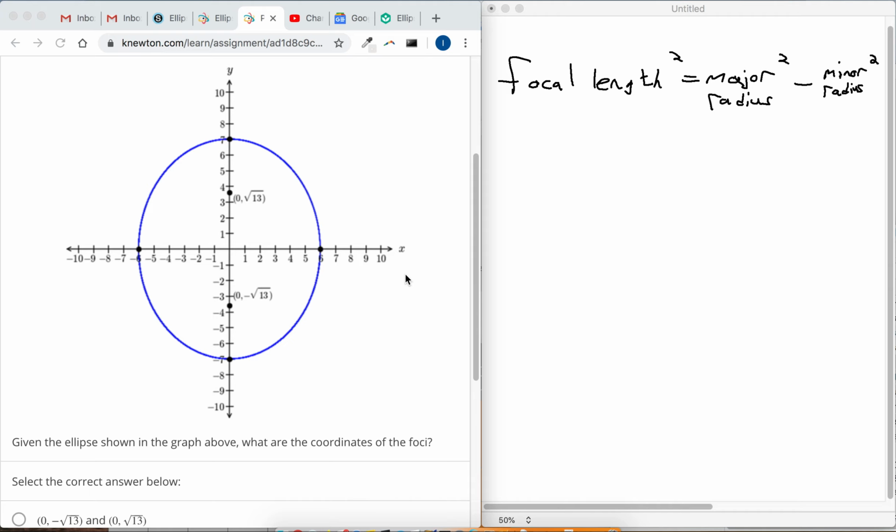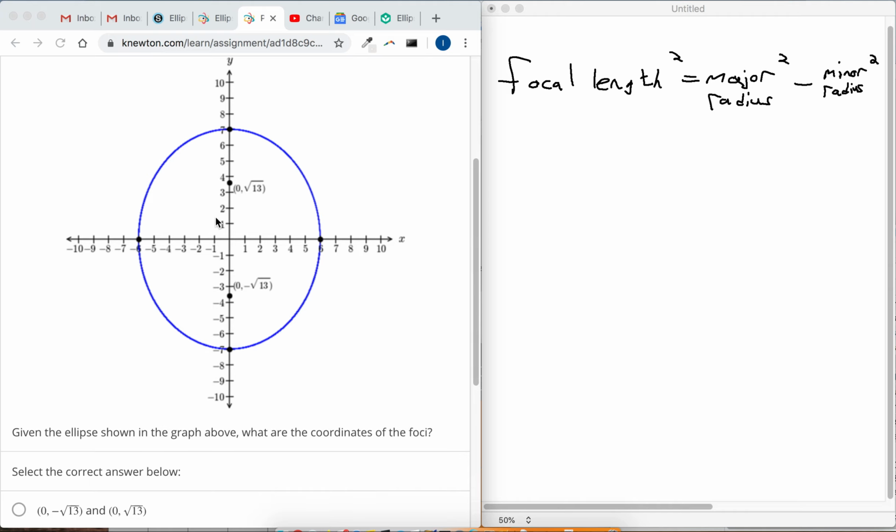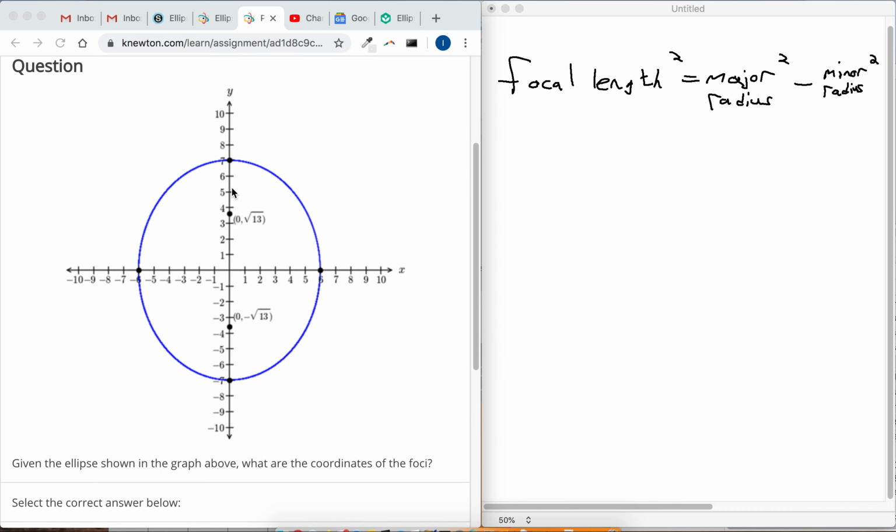Ellipse, and we're asked to find the coordinates of the foci. Okay, actually, I think they might be here: 0, square root of 13. But let's find them for real here.